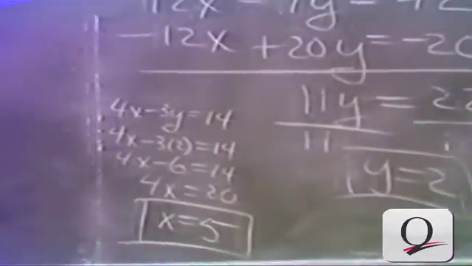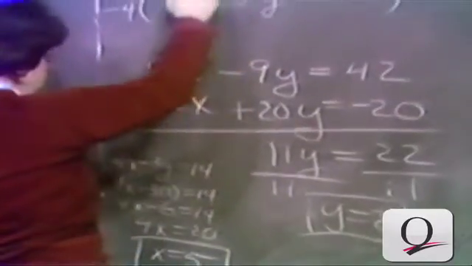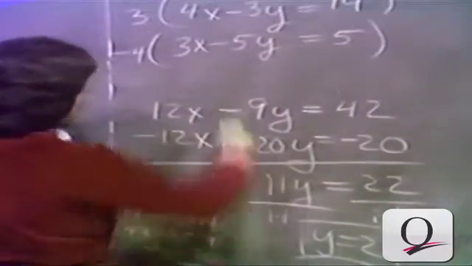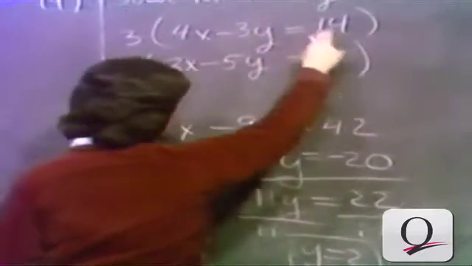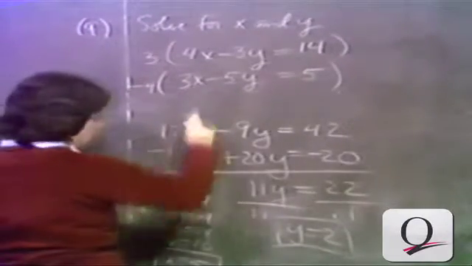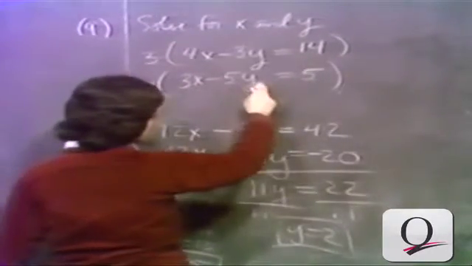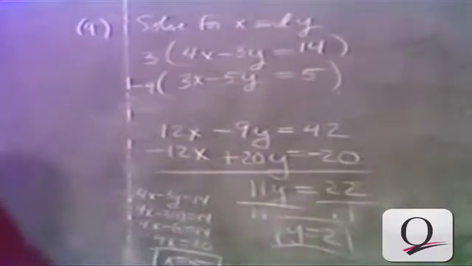We should then check them in the equations. Okay, assuming we haven't done anything wrong. Of course, it'll work in the first, because that's what we used to find x. 4 times 5, 20, minus 3 times 2, 6, equals 14. That checks out. 3 times 5, 15, minus 5 times 2, minus 10. 15 minus 10 equals 5, and that checks out.